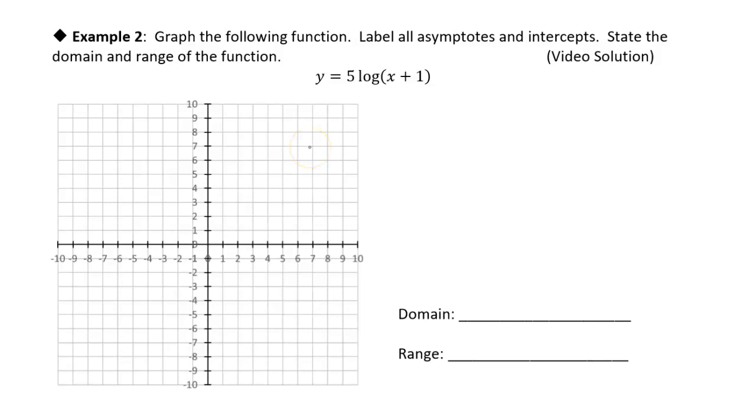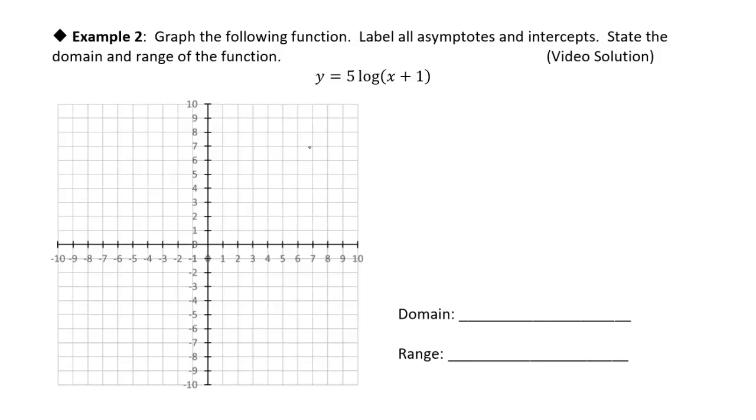All right, in this example, we want to graph this function and label the asymptotes and intercepts and state the domain and range of this function. So we have y equals 5 log of x plus 1. Now you might recognize this as a transformation of the basic log function, right?